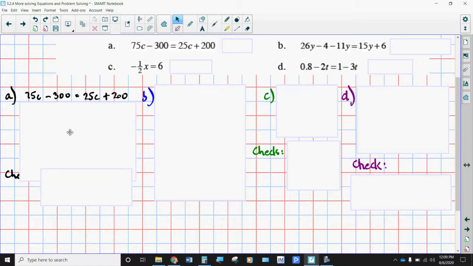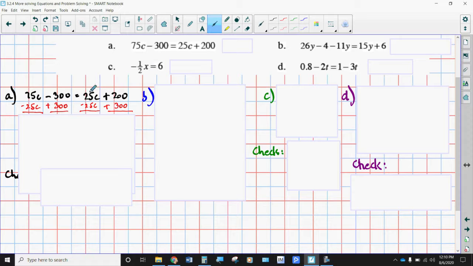First problem says 75c minus 300 equals 25c plus 200. Now, you've got your variable on both sides of the equation, and you've got to collect them on one side. So I always collect them on the side where the number that's attached to the variable is the greatest. 75 is greater than 25, so I will collect my variables on the left side, which means I'll have to take away 25 c's from each side. That's what's going to form this zero pair right there.